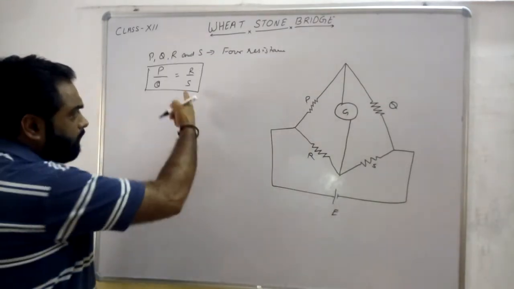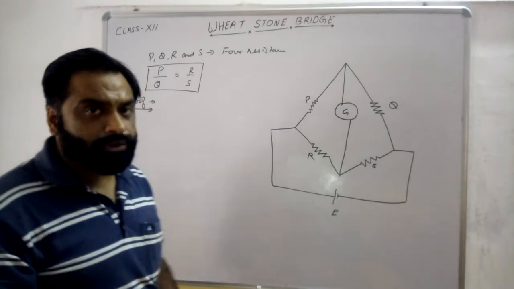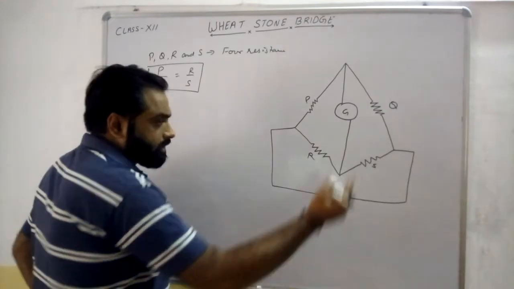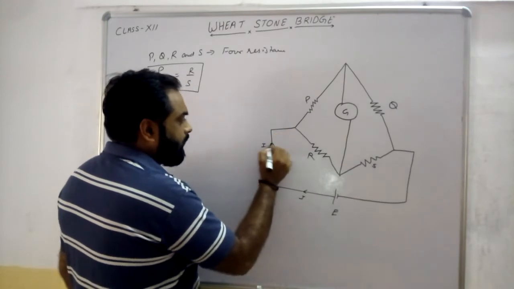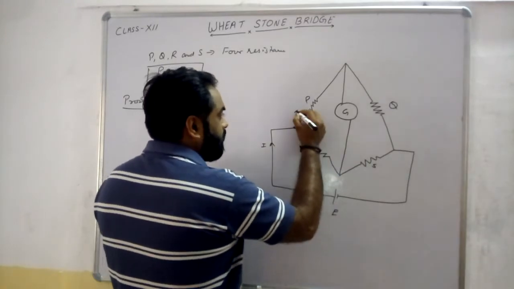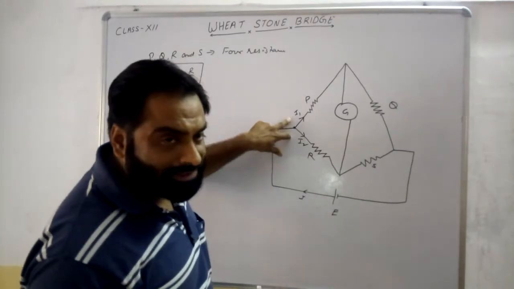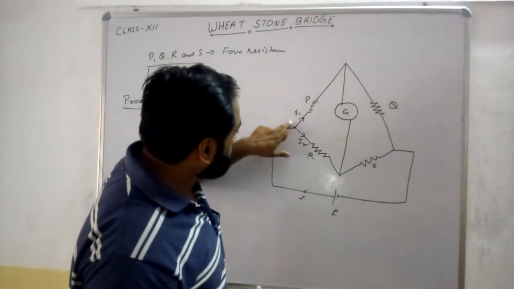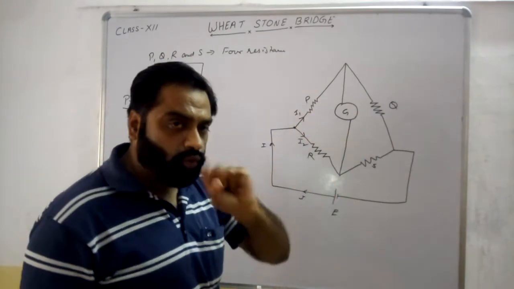Okay, now come to the proof. The proof is very important from the examination point of view. So P upon Q is equal to R upon S. Suppose the battery releases current I. Now see, here I is divided into two parts, let here I1 and here I2. Current I is divided into two parts. For example, suppose I is 4, here 2, 2, or 3, 1. But the current 4 is divided into two parts.